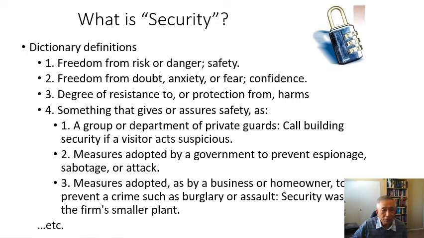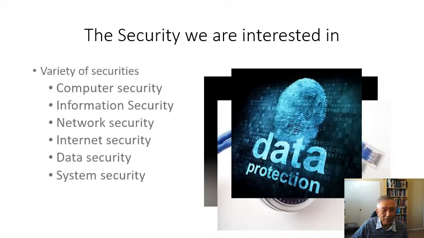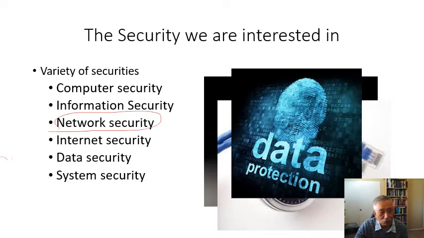So the kinds of security we are interested in in ICT are computer security, information security, network and internet security, data security, and system security. There are so many different layers. For example, you want safety so that your installation or your computer is not stolen or your equipment harmed. That's the physical aspect of security. But you may also get some intrusion through the network that you don't want. Network security and internet security are slightly different, but they have certain components in common.